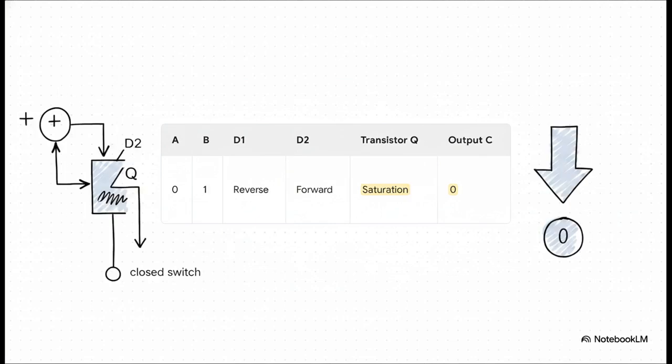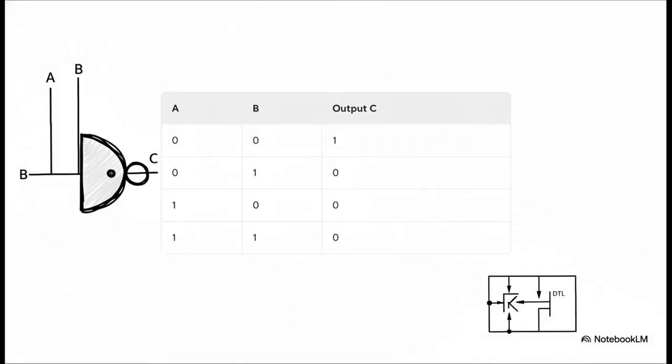Okay, case 2. A is low, but B is high. Now we're talking. With that high voltage at input B, diode D2 becomes forward biased. This creates a nice, clear path for current to flow right into the transistor's base. And this current is more than enough to shove transistor Q into full saturation. A saturated transistor acts like a closed switch to ground, pulling that output C all the way down to a 0. And if we run through all the other possibilities, we get this truth table. The output is a 1 if and only if both A and B are 0. That is the textbook definition of a NOR gate. This circuit works flawlessly. It's predictable, it's stable, it's reliable. This is our control specimen.